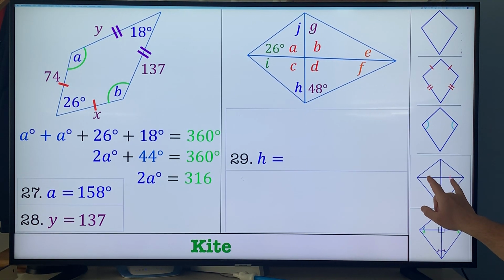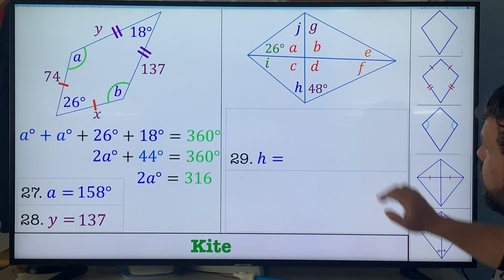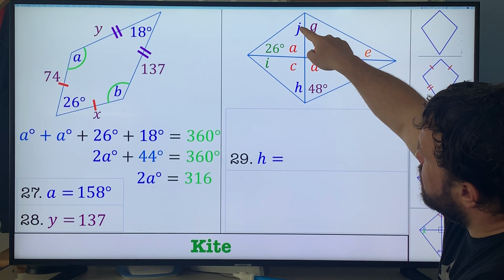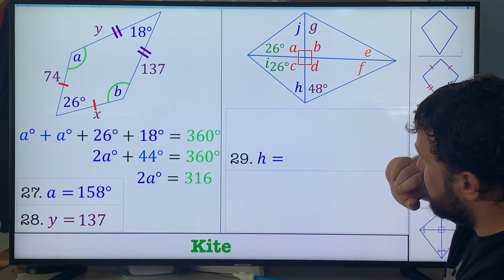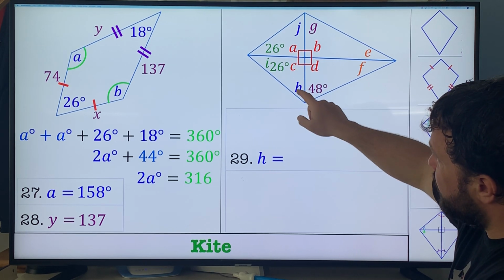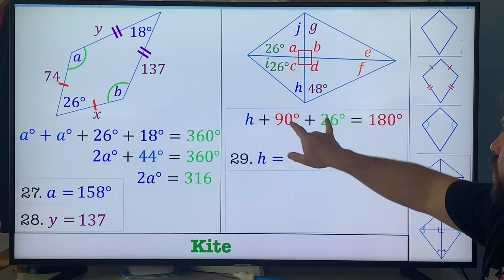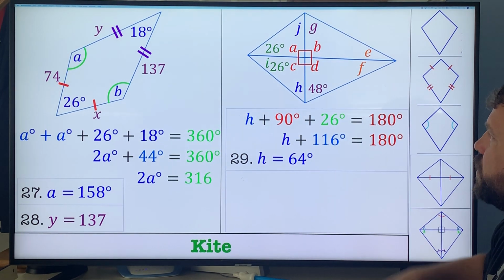All right, here are the diagonal rules. Diagonal rules state that if one pair is congruent, it bisects the shorter diagonal. And then in this case, you have two congruent triangles and two congruent triangles with a bunch of 90s in the middle. So we know this is all 90. We also know that J and H are equal. We also know that 26 and I are equal. So we can do 26, 90, and H all add up to 180. 116 subtracted from 180 is 64.